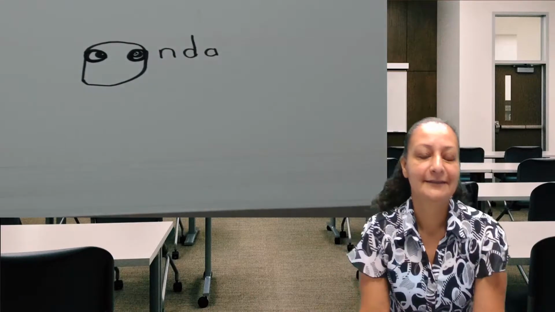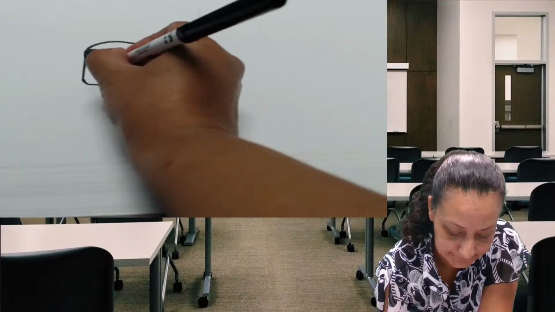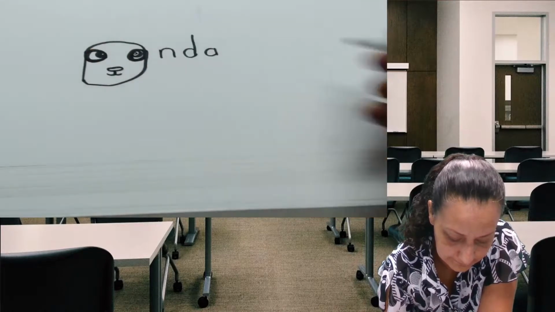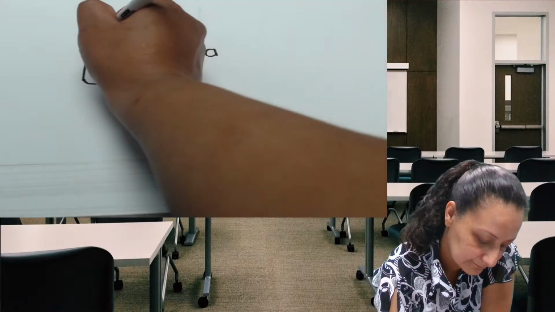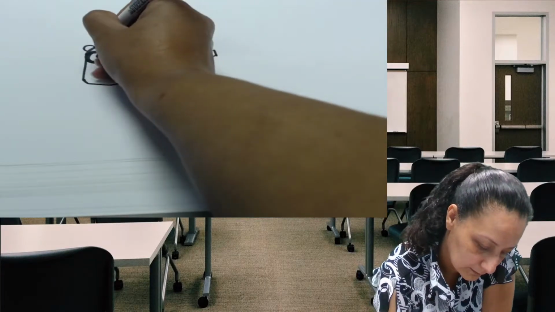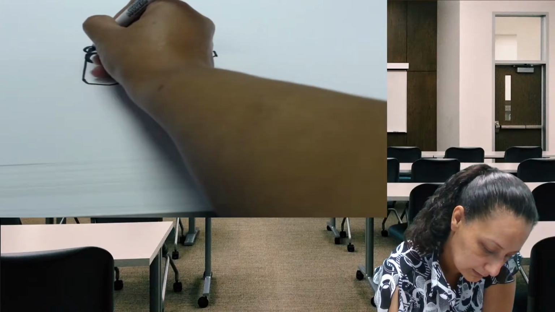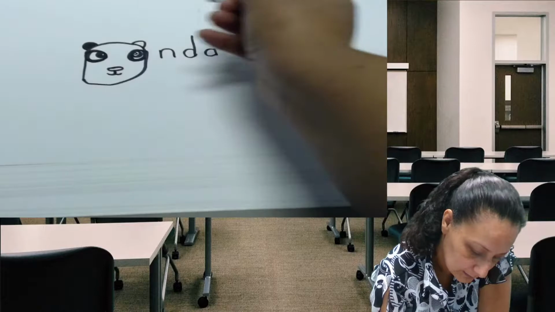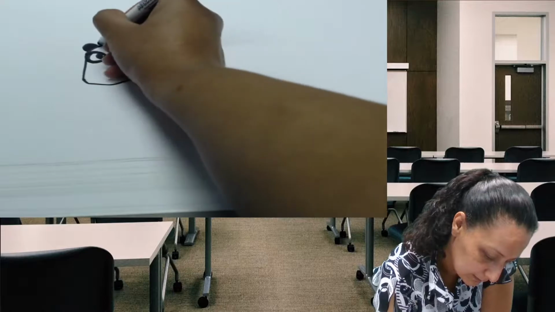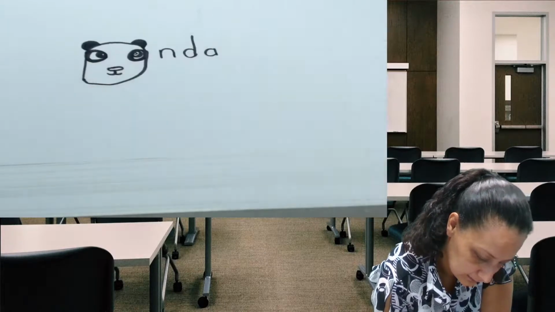After we do that, we're going to give them the nose and a little mouth. And pandas have little ears, so we're going to give them little tiny circles on top of the head. And we're going to color them in black because they have black ears. There we go. After we do that, we're going to give the panda the body.